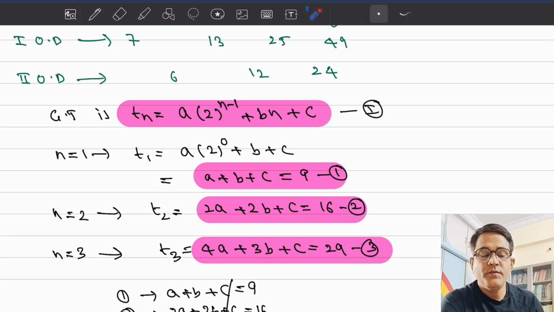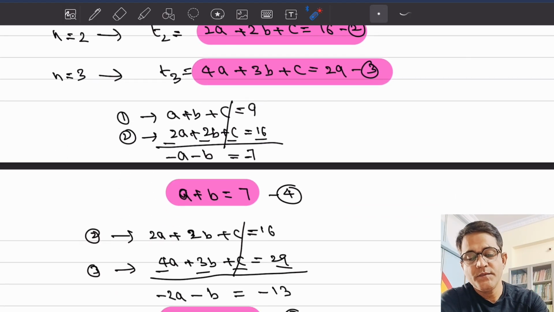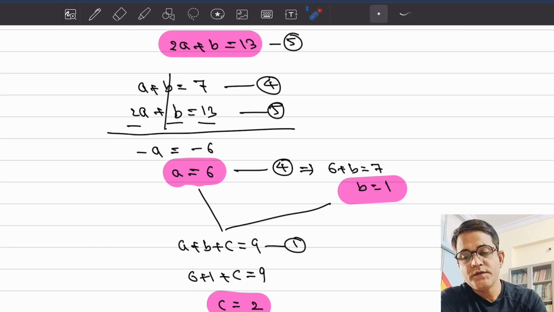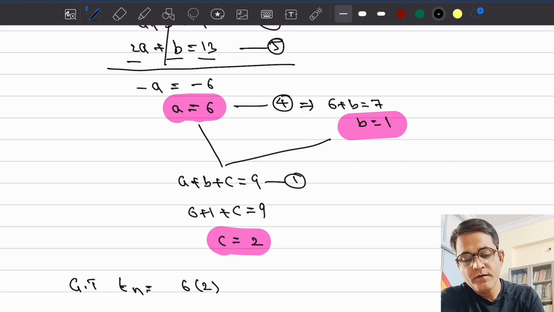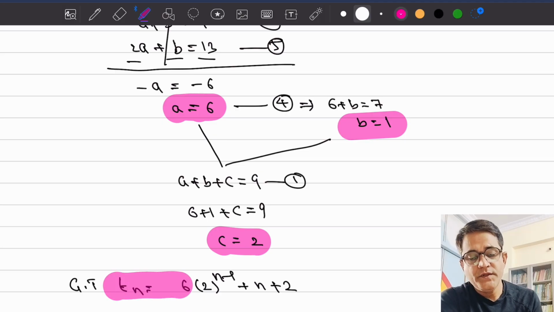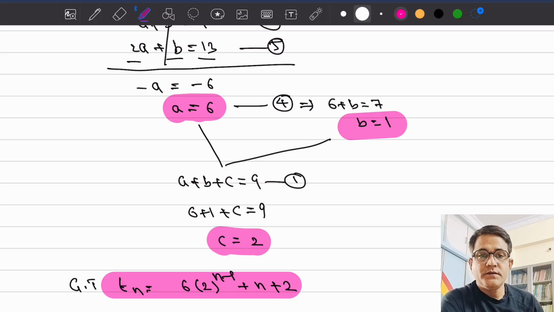A into 2 power n minus 1 plus Bn plus C. In this one you substitute the A, B, C values. Therefore the general term of the series is Tn equals 6 into 2 power n minus 1 plus Bn, that is B is 1 only, Bn, plus C is 2. So this is our general term of the given series.